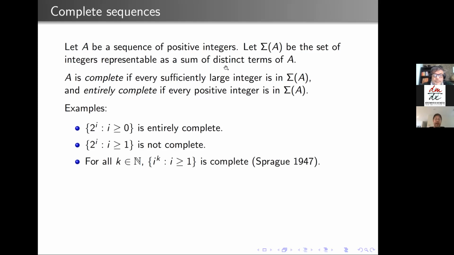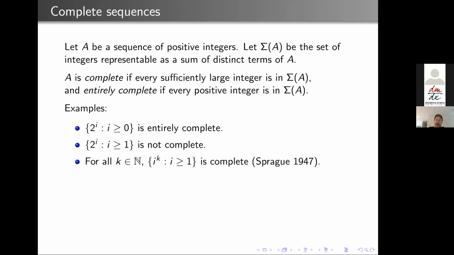Now, another interesting example of Sprague is that the kth powers of positive integers form a complete sequence, that every sufficiently large positive integer can be represented as a sum of distinct perfect kth powers. This doesn't immediately follow from Waring's theorem, because in Waring's theorem, you're allowed to use the same integer more than once in the sum.